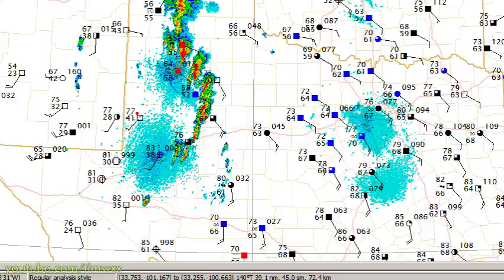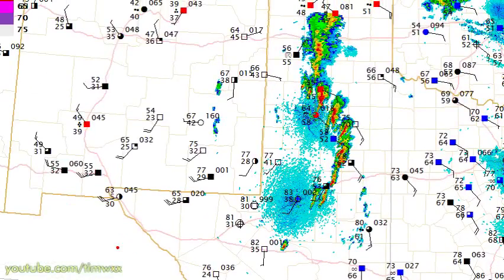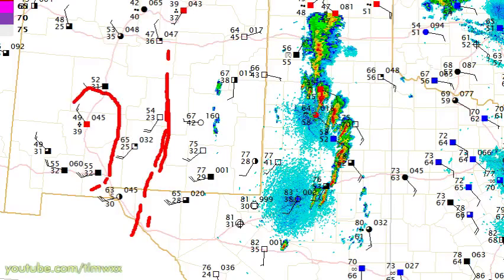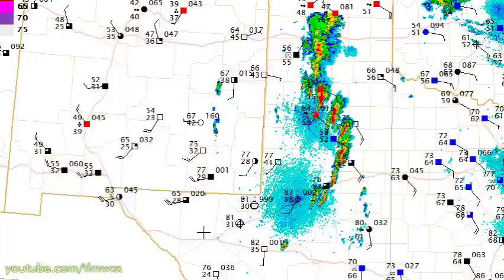Well, if I go from east to west, I see 77, 77, and then it falls off to 65, 63 here. So yes, I think we are looking at a cold front, somewhere back in this area, possibly. We go all the way to Las Cruces and Deming, 55. So yeah, this is definitely of North Pacific origin. So it looks like we have a dry line.